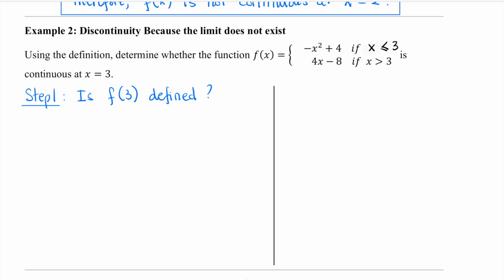So if I replace x with 3, I have f of 3 equals negative 3 squared plus 4. 3 squared is 9, so it'll be negative 9 plus 4, and negative 9 plus 4 is negative 5. f of 3 equals negative 5. So yes, f of 3 is defined.